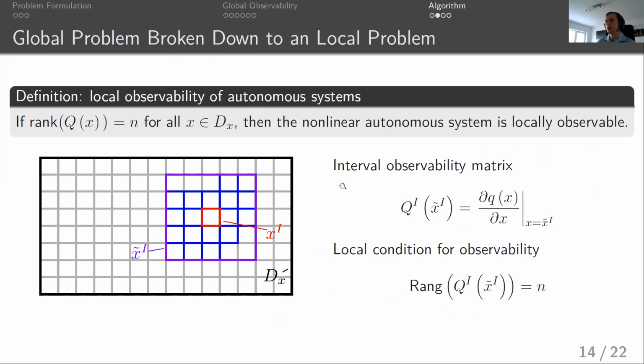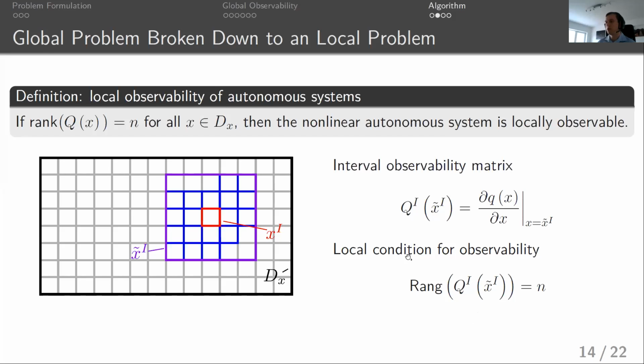So we first have to compute the interval observability matrix by computing the Jacobian of the observability function. This can be done by automatic differentiation. And now we only have to show that the local condition is fulfilled. That means that this interval matrix is full rank. This could possibly be checked by computing the determinant. However, the determinant for this interval matrix is very overestimated, even for a 2 times 2 interval matrix.